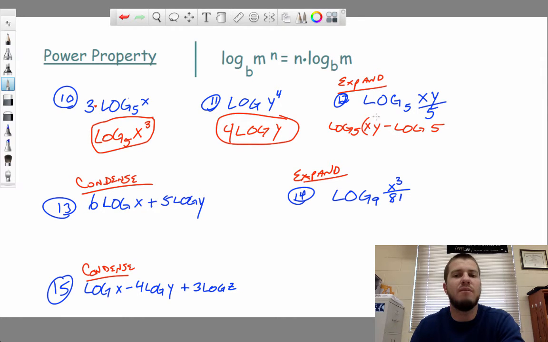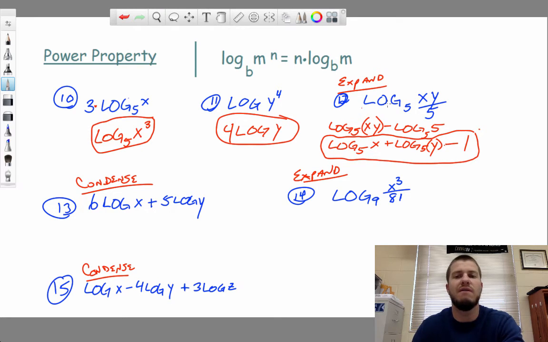And then now I have both this x times y inside of this log, so I can separate that into log of x plus log of y, and they're base 5, and if you notice here, log base 5 of 5 is going to equal 1. Because the bases are the same, this exponent is 1, so it's just minus 1. And don't put this in parentheses. This is not inside the log. I only want that y inside that log there. So this is the expanded form of number 12.